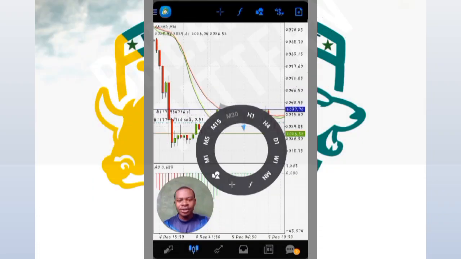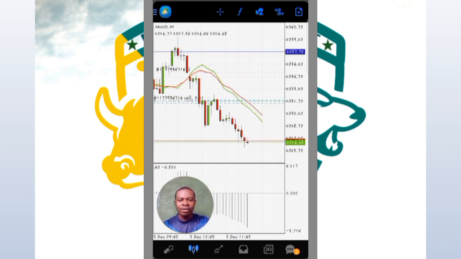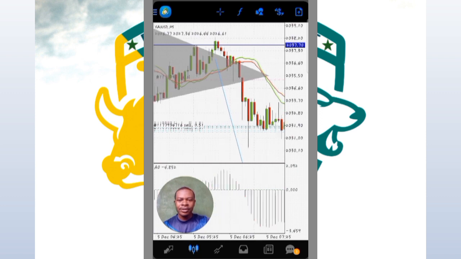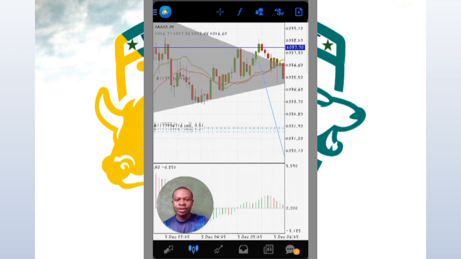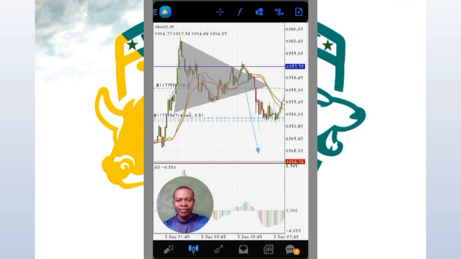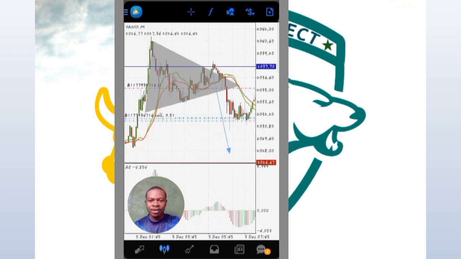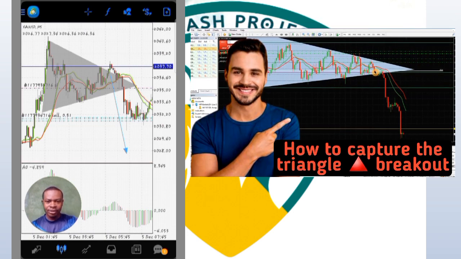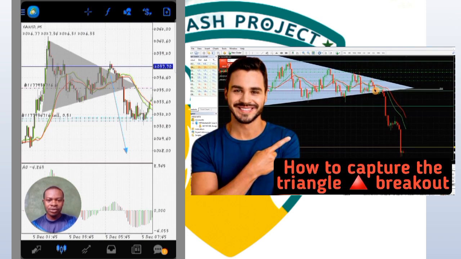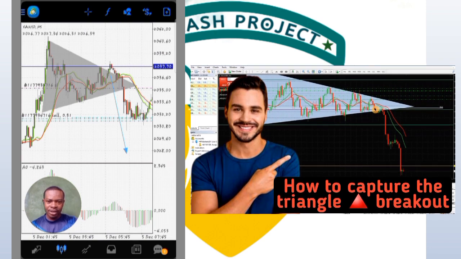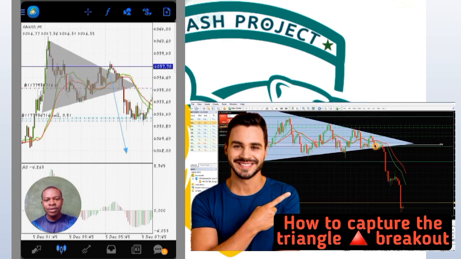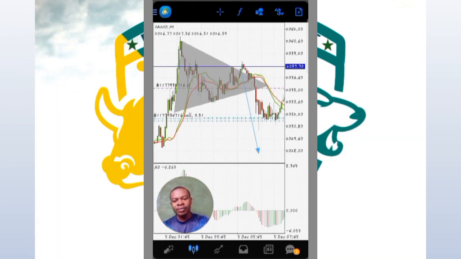Alright, the first entry I would have taken this morning was in this area, this area where I drew this triangle. If you watch my recent video, you will see a similar strategy where I have to roll a triangle across the market structure, and then I took my entry on a breakout. So at this point right here you can see a breakout.